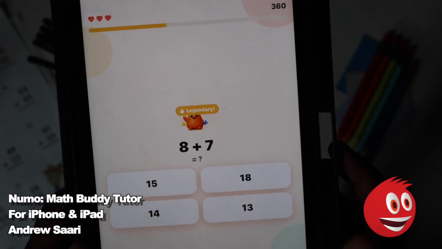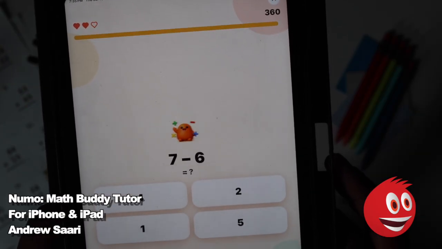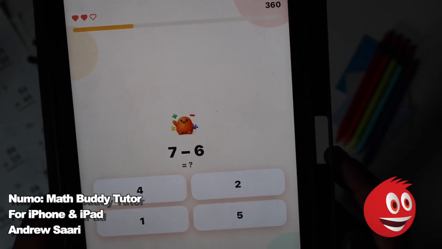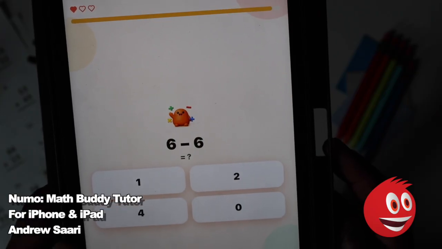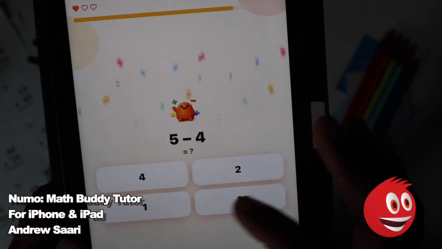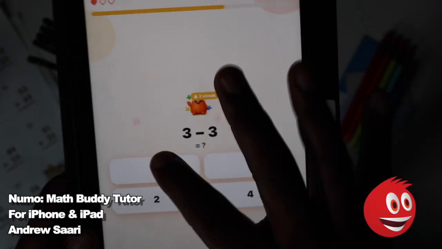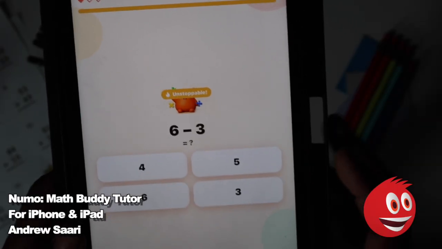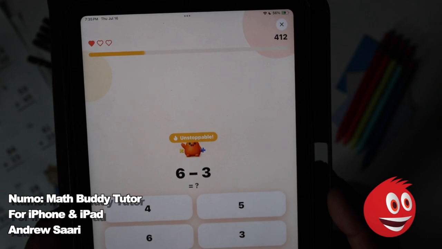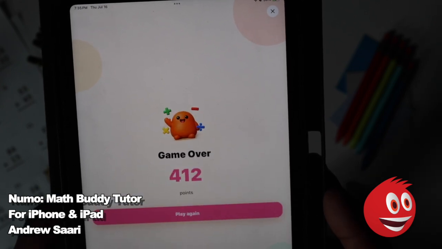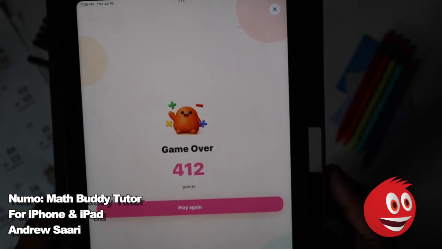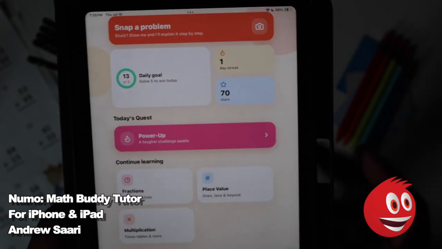Let's see what happens when the bars run out. And all right. So you got another chance there. All right. 6 minus 6. 5 minus 4. All right. 3 minus 3. 6 plus 3. Now you can go on and on. Let's see what happens if the bars run out. You have 1 life there. And game over, 412 points. So that's pretty cool. A nice little arcade opportunity there.